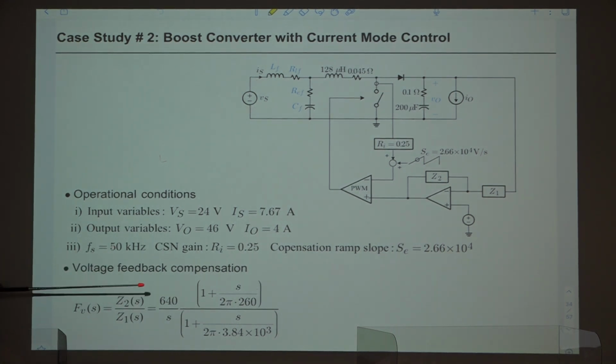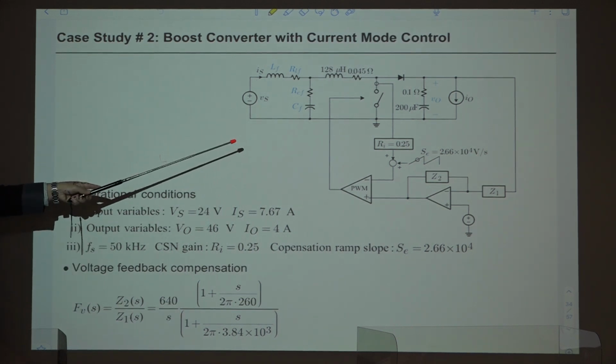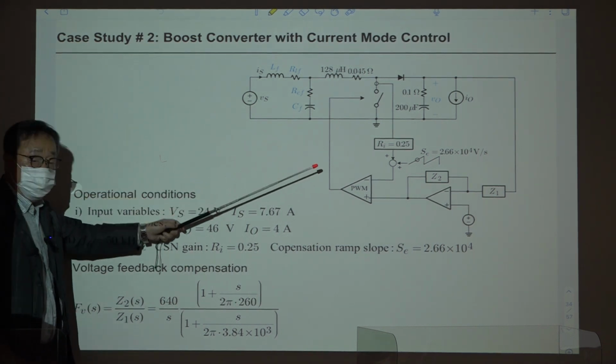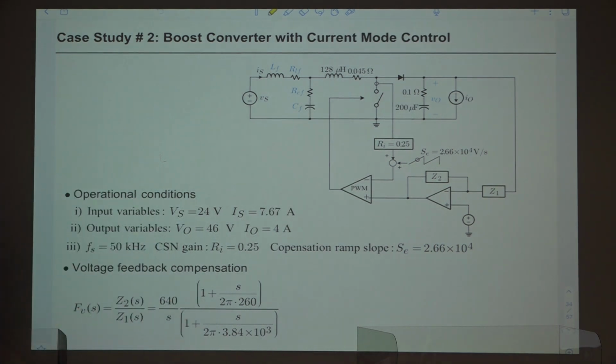This is the voltage feedback compensation employed for that converter. This is a two-pole one-zero structure. This is the optimal, or the only structure desired for current mode control of PWM converters.